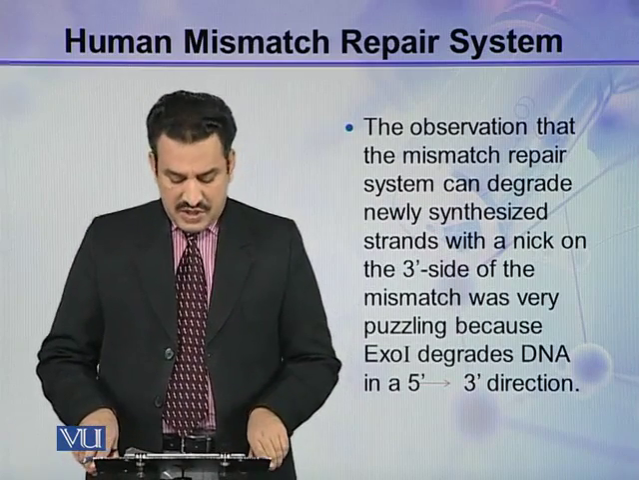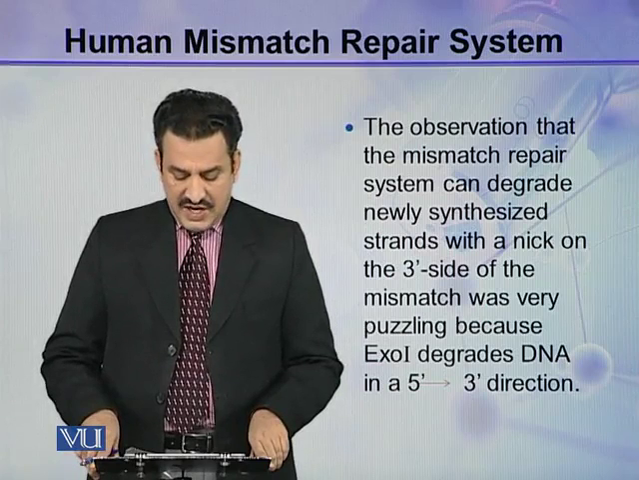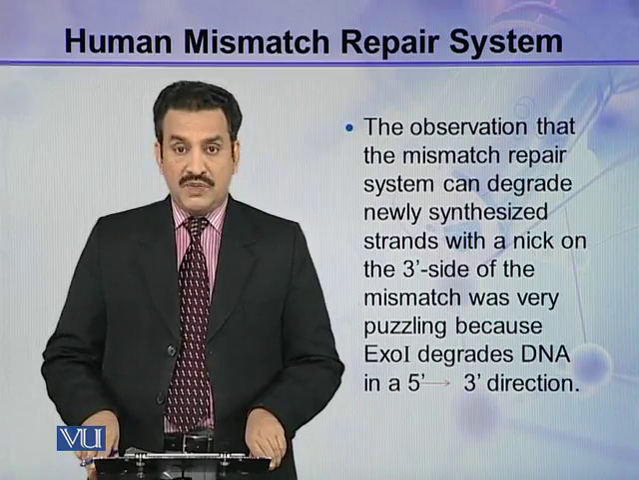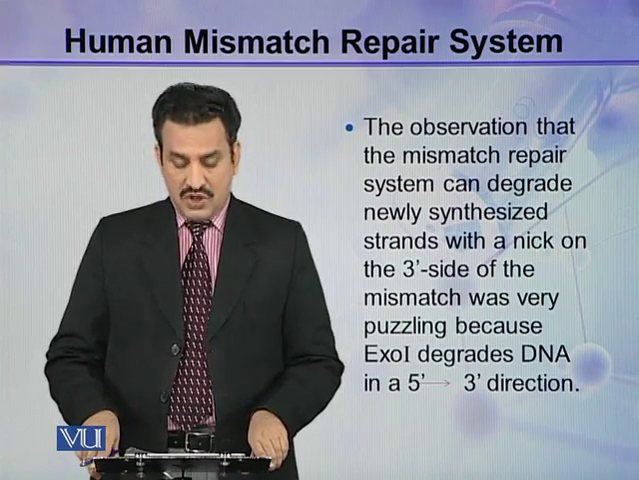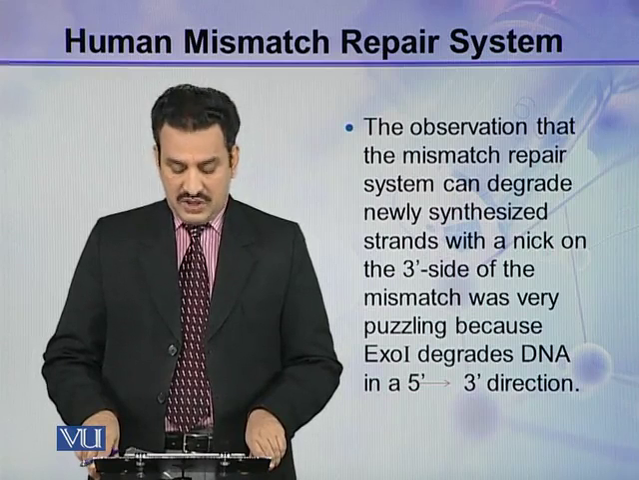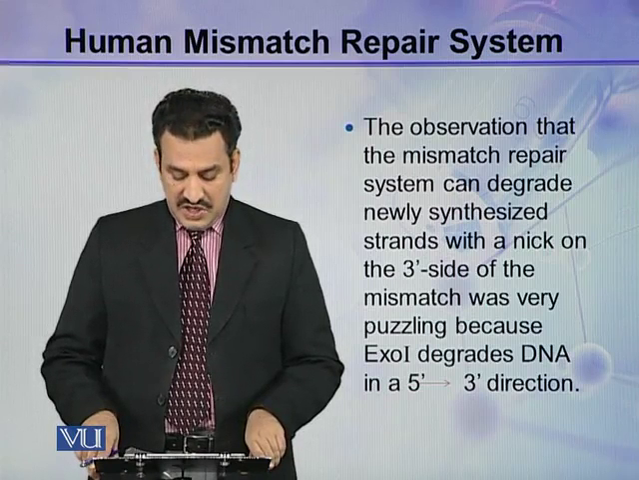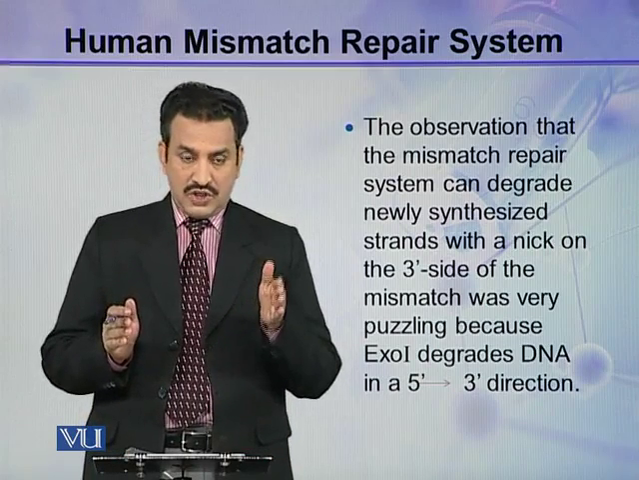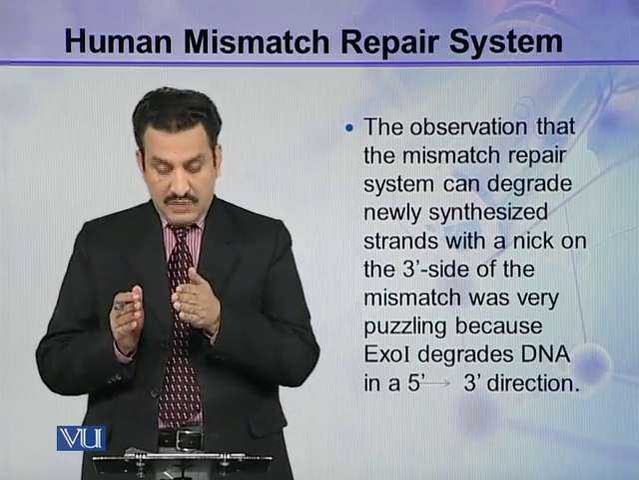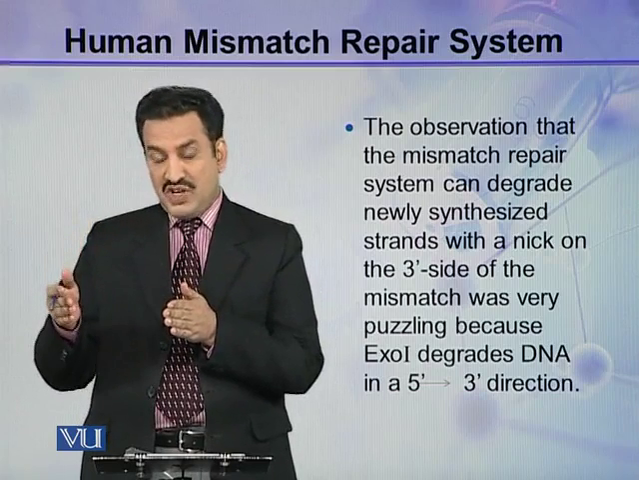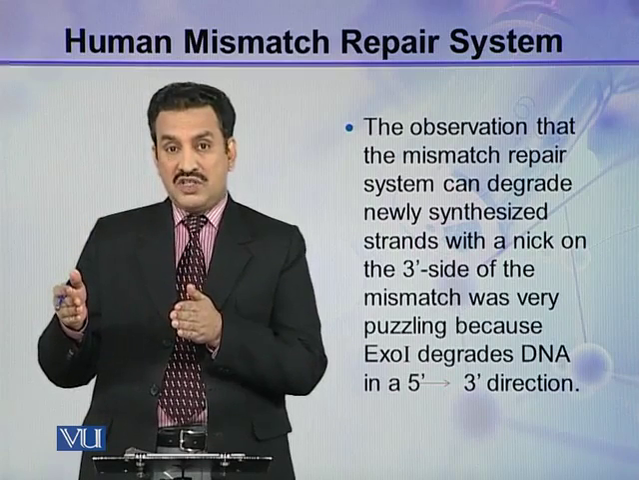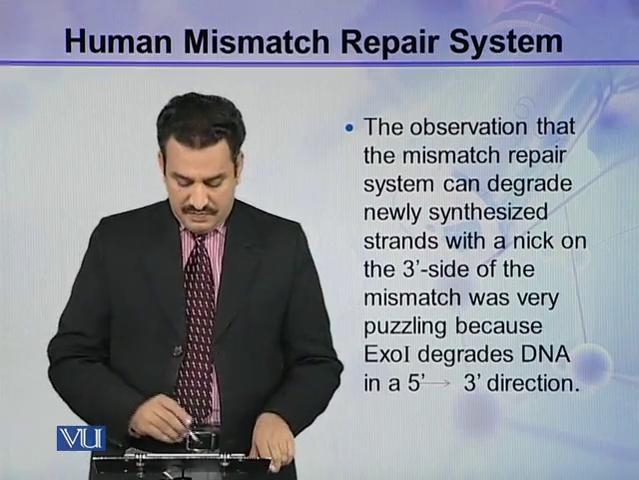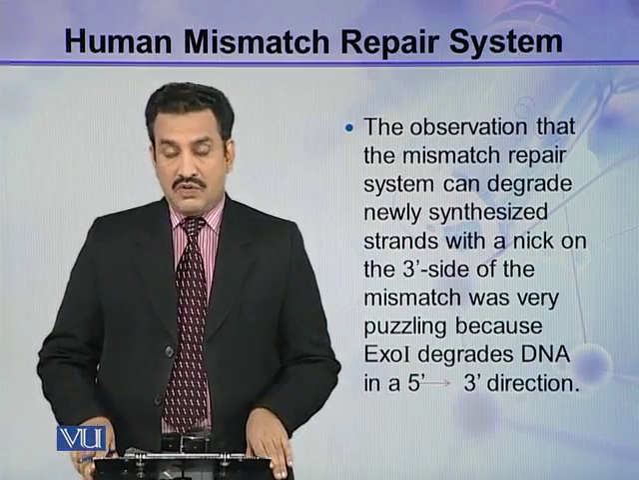The observation that the mismatch repair system can degrade newly synthesized strands with a nick on the 3' side of the mismatch was very puzzling, because Exo 1 degrades DNA in a 5' to 3' direction. So it starts degradation in the 5' to 3' direction. But when the nick is present on the 3' side, how will this enzyme degrade from 3' to 5'? So this was very puzzling.